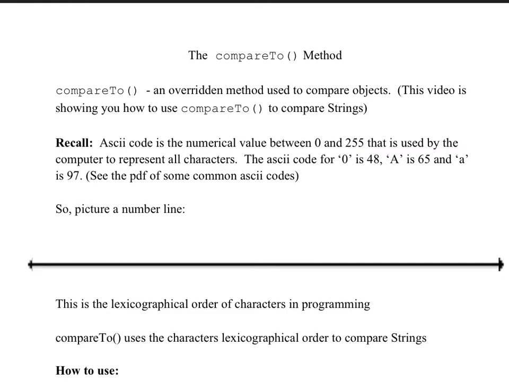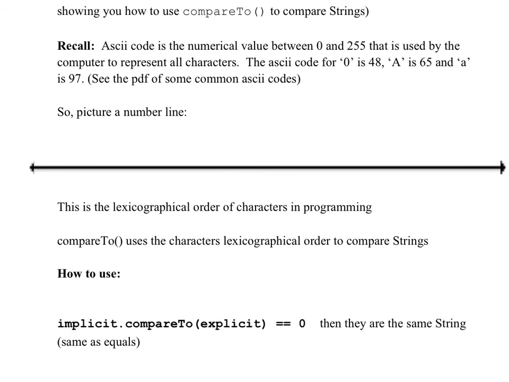So this is how strings allow you to use the compareTo. To do this, you need to remember that ASCII code is a numerical value between 0 and 255 that is used by the computer to represent all characters. So remember, the ASCII code for 0 was 48, A was 65, and little a is 97. You'll see the attached ASCII codes that I gave you so you can refer to them. These numbers are one way for you to remember how this compareTo method works.